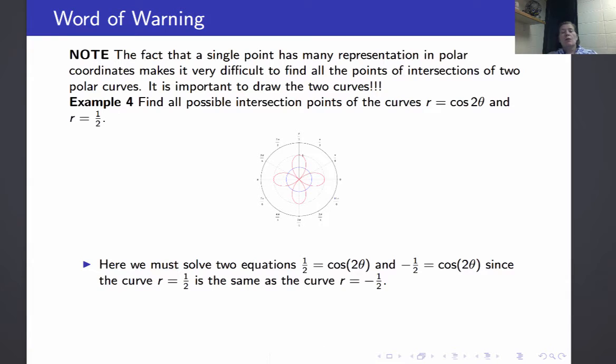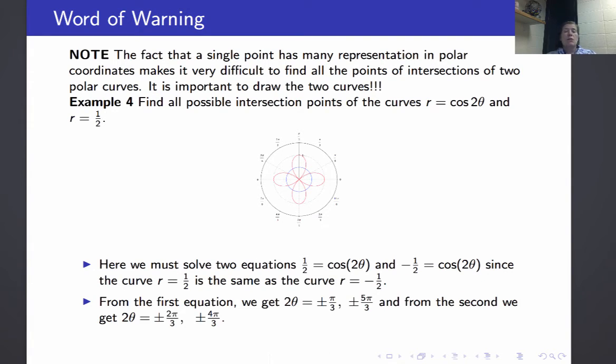And if I want to solve where the two curves meet, I set the r values equal to each other. So I get 1/2 equals cosine 2 theta. But this circle also obeys the equation r equals minus 1/2. So the graph of the equation r equals minus 1/2 coincides exactly with the graph of the equation r equals 1/2. So I must also solve the equation minus 1/2 equals cosine 2 theta to catch all of those points represented with a negative r.